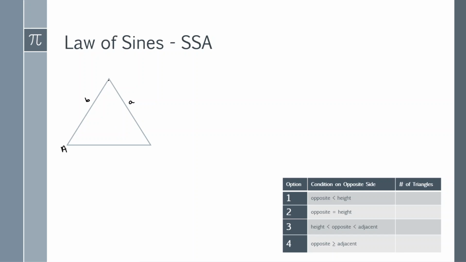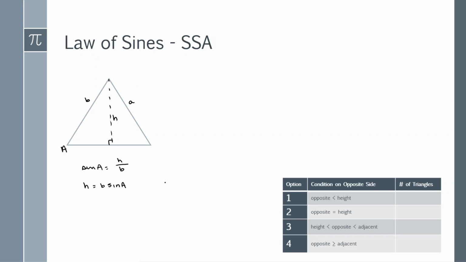So let's see why. The first thing we're going to do is drop an altitude here, and this is the height. So we know that sine of A is equal to H over B. Okay, so that means that H is equal to B times the sine of A. Now, occasionally in this scenario, this height will end up greater than A.